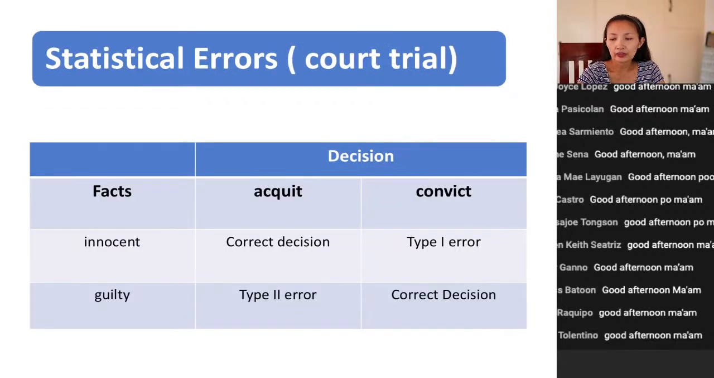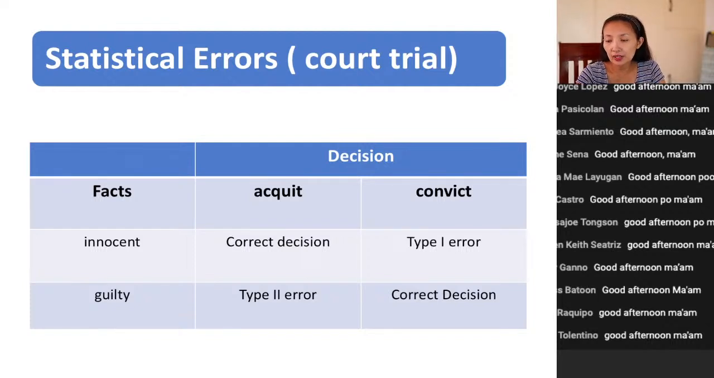Okay? The fact is the person on trial is innocent. And what's the decision of the judge? Acquit the innocent person. Okay? Remember that a person is presumed to be innocent unless proven guilty. So, unless there is enough evidence to prove that he is guilty, acquit, or otherwise convict. Now, innocent, that's the truth, and the judge acquitted that person, then the decision of the judge is correct, or of the jury maybe.